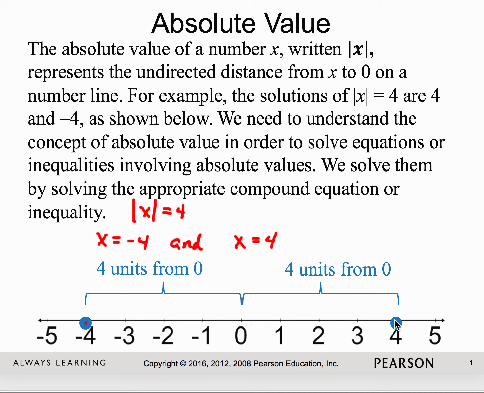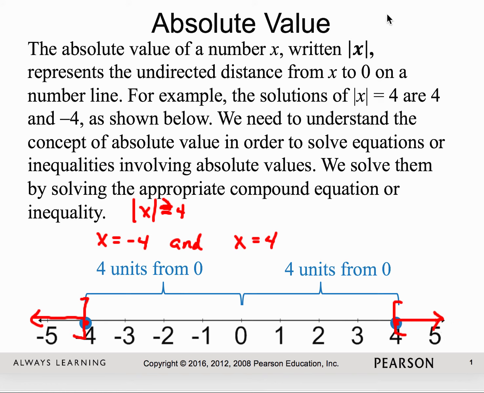Okay, let's add to that. Let's say, what if instead of equals, it was greater than or equal? Well, we know the equal part, this number and this number, but we want to know what numbers are greater than 4 units away from 0? Well, that's all of these numbers and all of these numbers, right? -5 is more than 4 away from 0. -6 is, -4.2. Also 5, 6, 7, 8. They're more than 4 units away from 0.